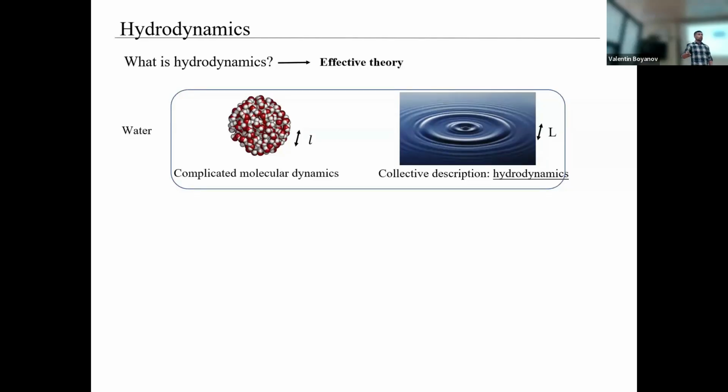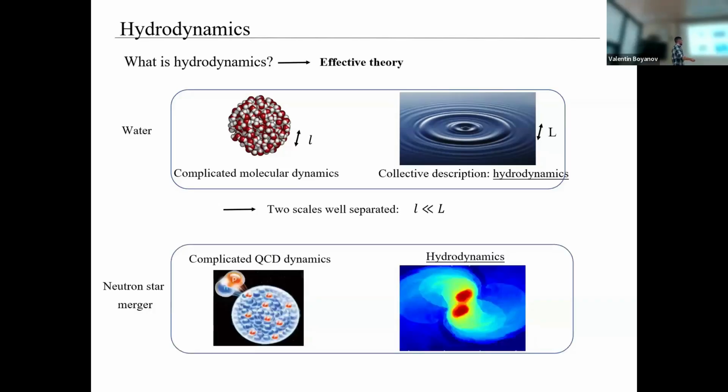Hydrodynamics will be applicable, meaning that it will provide a good description of the microscopic system, the system of the molecules, if there is a large separation of the scales between the microscopic scale of the system, let's say the mean-free path, and the macroscopic scale, the size of these waves. In the case of a neutron-star merger, we will replace the very complicated description by considering QCD with all the partons and gluons with a hydrodynamic description, with a fluid description, which is much simpler.